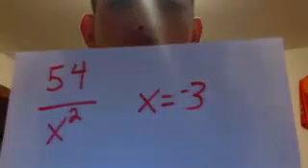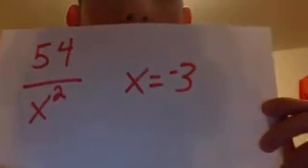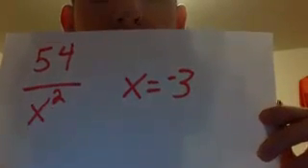Let's do this one. Let's do 54 over x squared, and you're going to plug in x equals -3. Pretty sure we've done this exact one before, so this is the one you're going to try. I don't have a dry erase board tonight. I can't find it, but I've got paper. Paper works just as well. So this is the problem you're going to try.